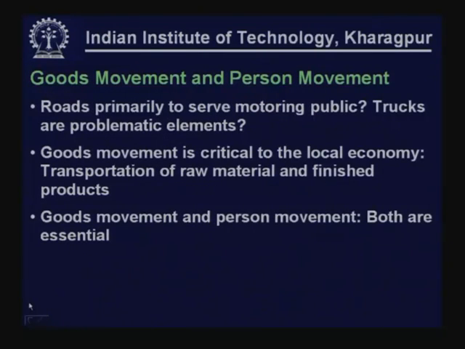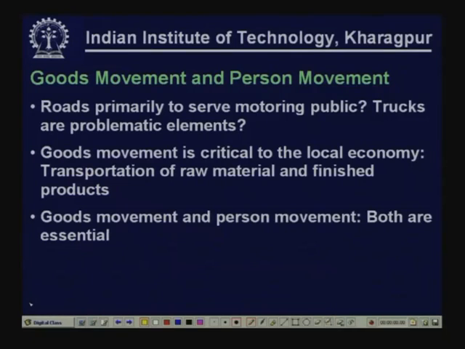Now, the second question is goods movement and/or person movement. On many occasions, we think that the road is primarily for passenger movement. That means we often see cars getting congested with the car volume, and the presence of a few commercial vehicles like trucks or other heavy vehicle types aggravates the traffic congestion problem.